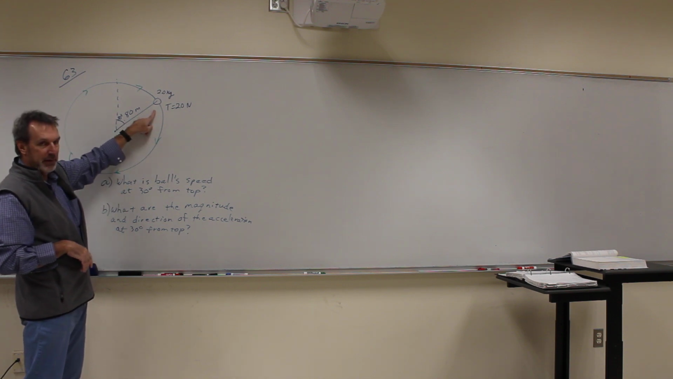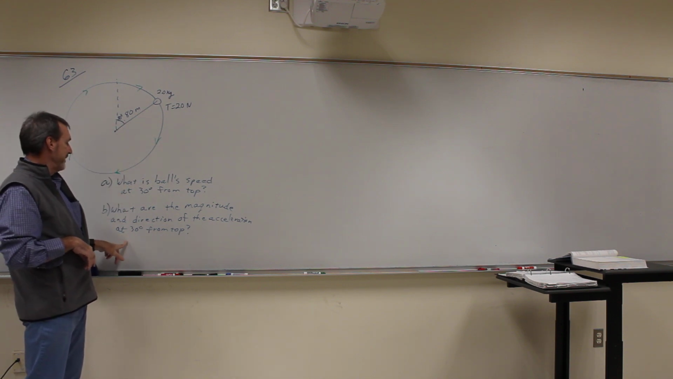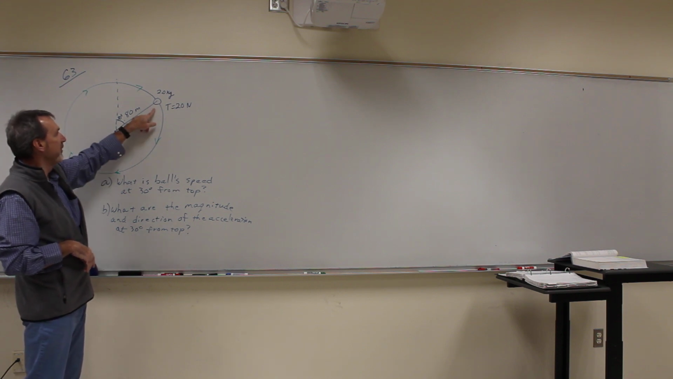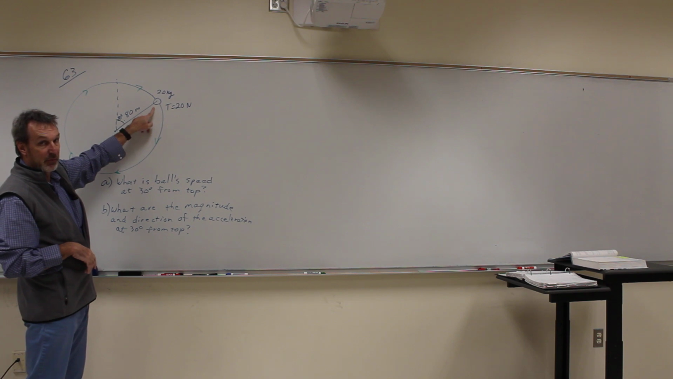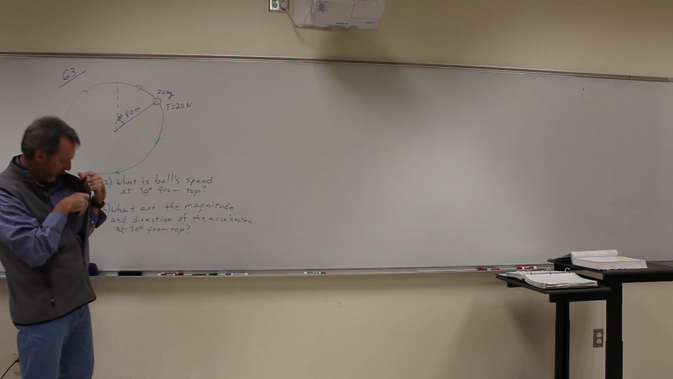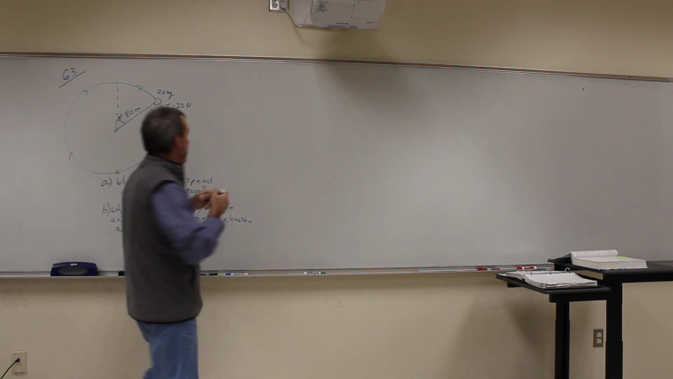So we want to know what the ball speed is at this point, and what are the magnitude and direction of the acceleration at 30 degrees from the top. So we want to know the total acceleration. All right, so we're going to start these like we do all of them. We're going to do a free body diagram.